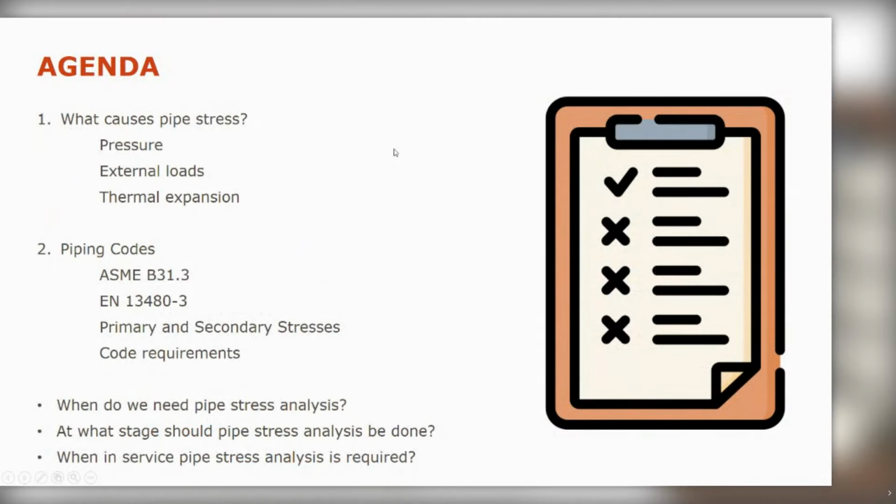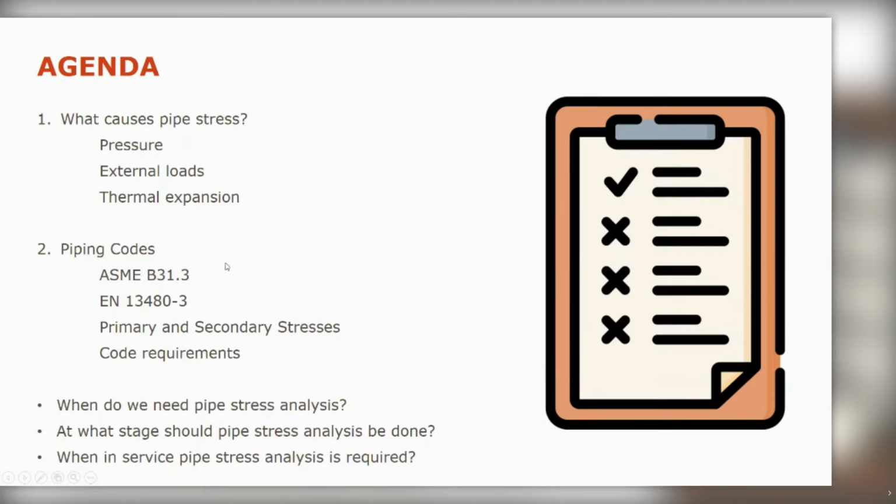The agenda for today's webinar is we'll talk a little bit first of all about what causes pipe stress, so understand different physical phenomena that will lead to pipe stress and potentially failure of pipes. Then we'll talk a little bit about piping codes. Specifically, we're only focusing on two codes, ASME B31.3 and EN 13480-3. Both of those deal with industrial piping, process piping. We will look at the approach in those codes.